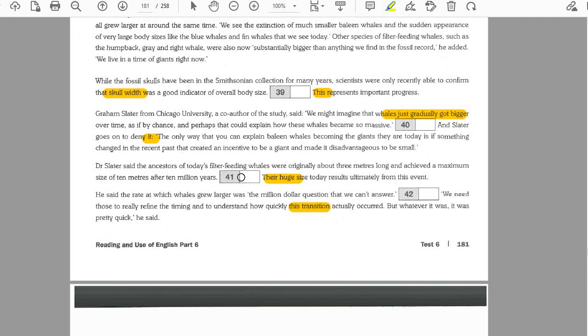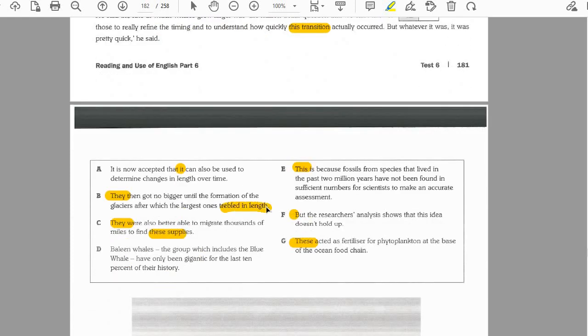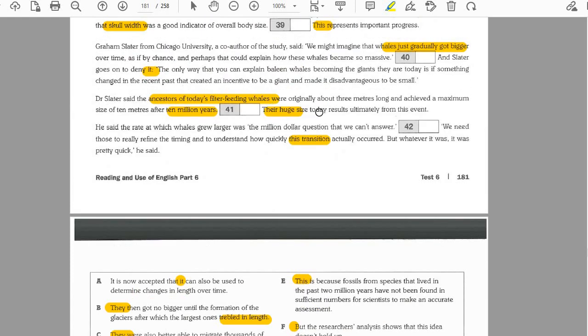41, B. They got no bigger. So they is talking about the ancestors of today's filter feeding whales. They got no bigger until the formation of the glaciers. So it's talking about 10 million years. So this is the glaciers, and they tripled in length. Now at the end of B, they tripled in length, so 3 times bigger. So their huge size today results from this event. To have the connection about size, their huge size in the whales.